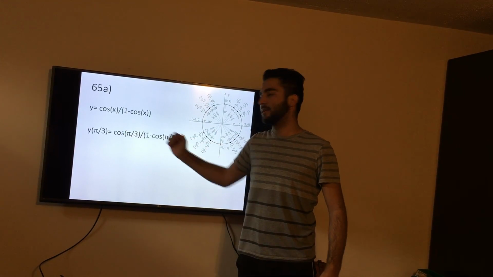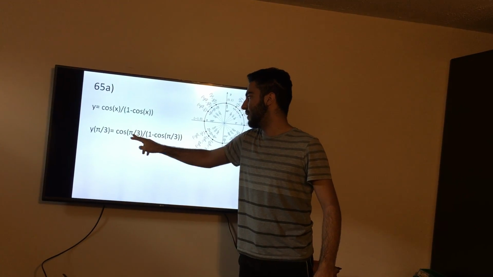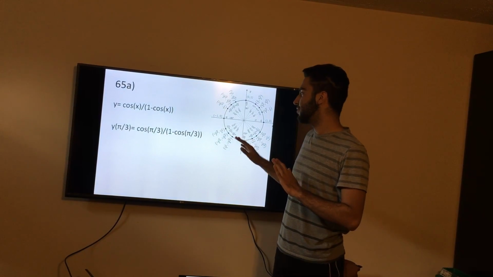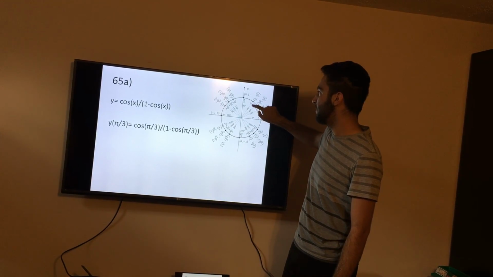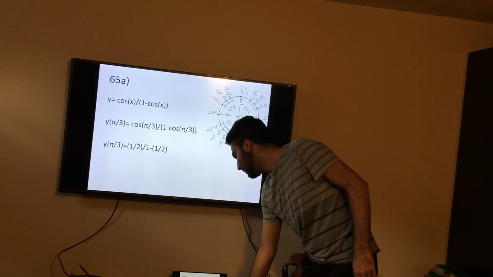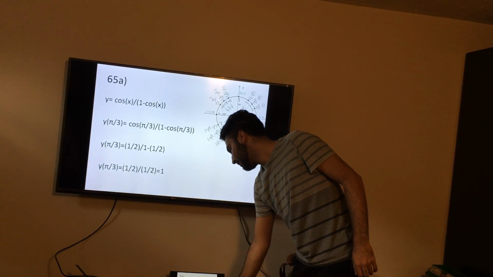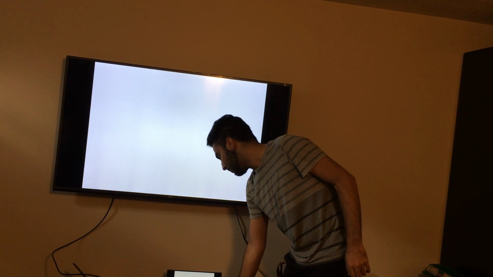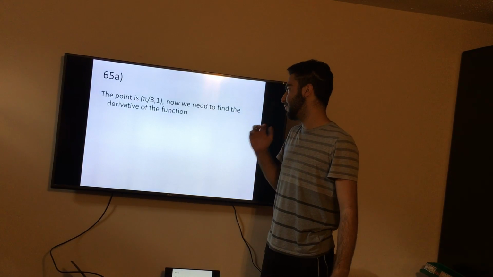The equation that we get is y of pi by 3, and instead of x we put pi by 3. To find cosine pi by 3, I already know it's half. For your information, I put up the winding unit circle, and if you look at pi by 3, you can see it's at half. So we input half into the equation, and we get half divided by 1 minus half. If you solve it, it's half divided by half, which is 1. So the point that we have now is pi by 3 and 1. The x value is pi by 3 and the y value is 1.